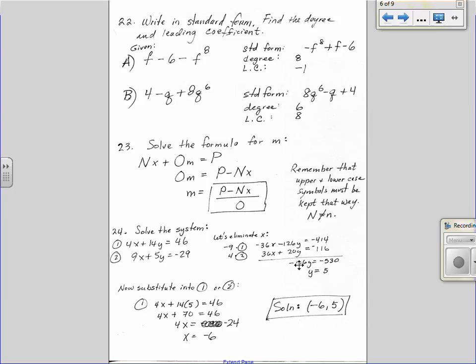When I do that, I'm going to get -106y equals -530, and I could solve that and get y equals 5. Now I could take this y equals 5 and put it back into either one of these equations. I chose equation number 1, and I substituted in and found out that the x was -6. And then I just made an ordered pair.